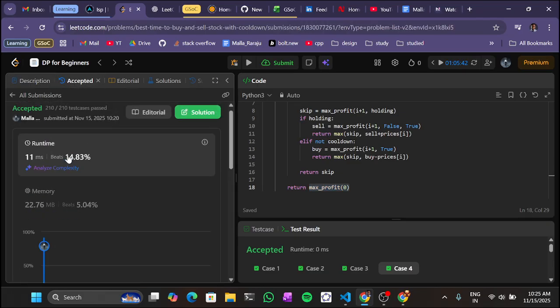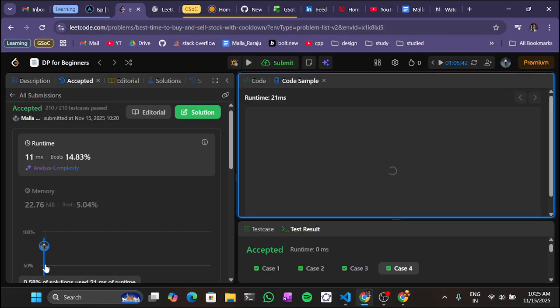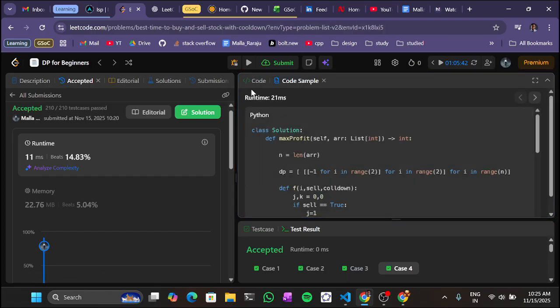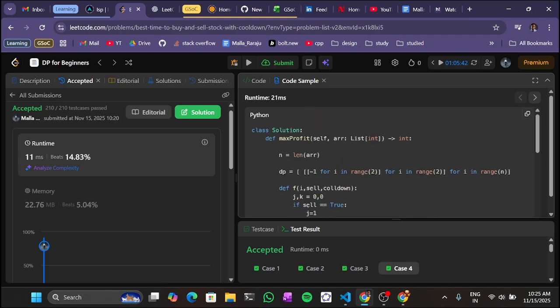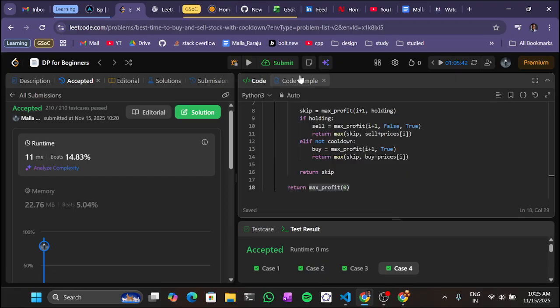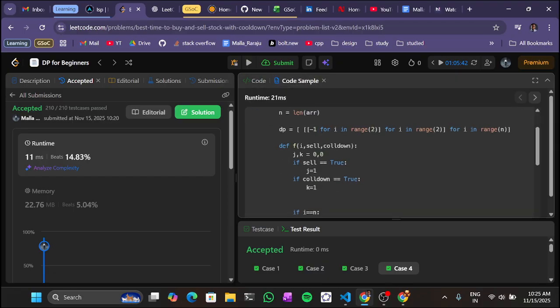So I think you guys understood it. Let's see other solutions as well. Okay, he created a list instead of using LRU cache, -1 for I in range of 2, for I in range of 2.